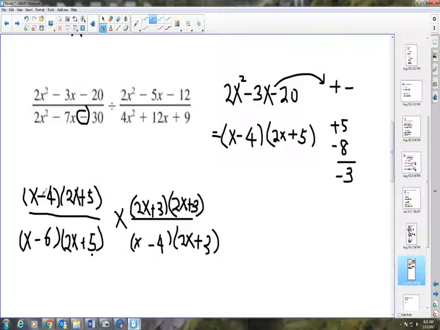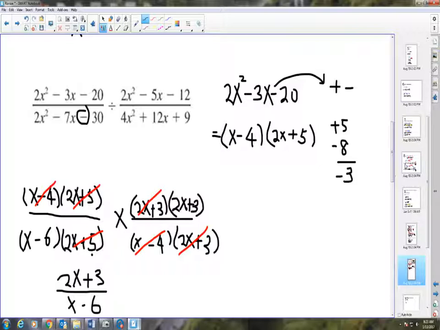Alright, so everything is one term now, top and bottom. So the x minus 4 cancels out. 2x plus 5 cancels out. One of the 2x plus 3 on the top and the bottom cancels out. So the only thing I've got left on the top is 2x plus 3, over the denominator, the only thing left, x minus 6.